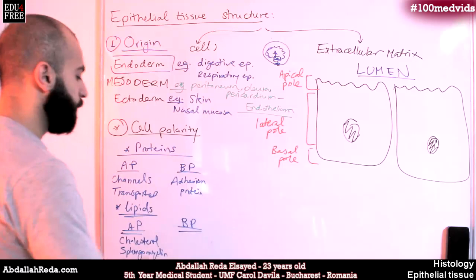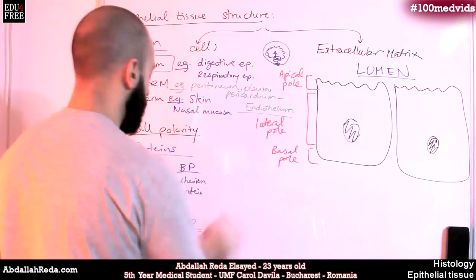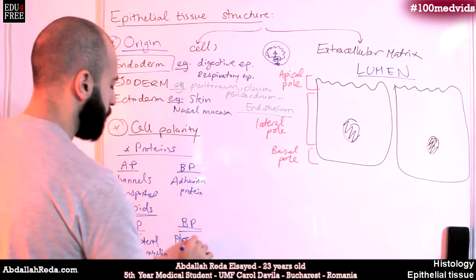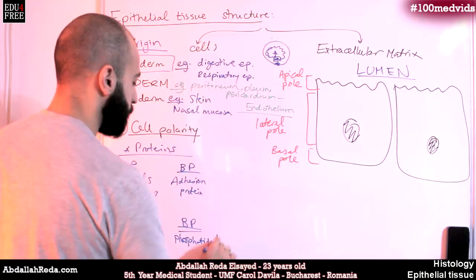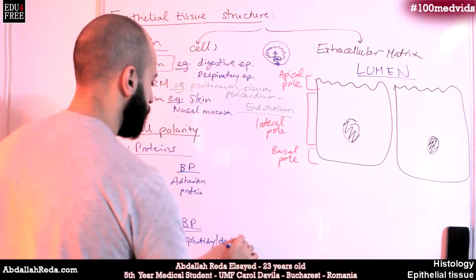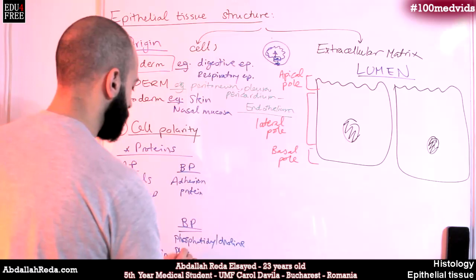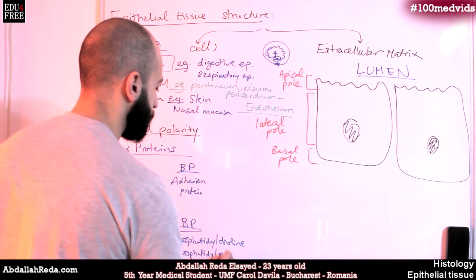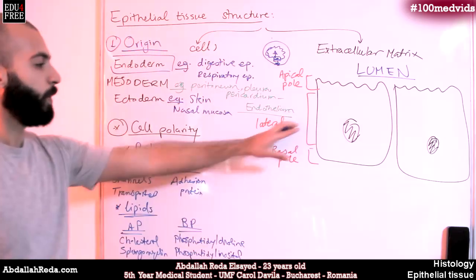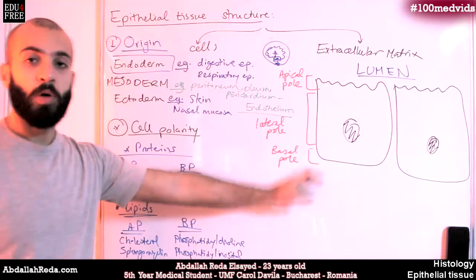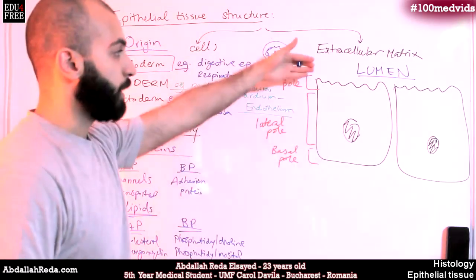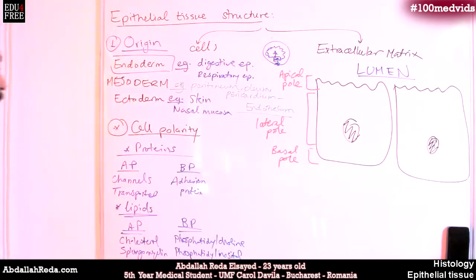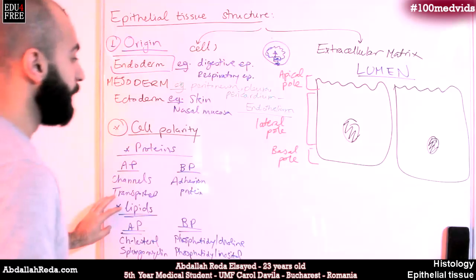At the basal pole, the lipids are phosphatidylcholine and phosphatidylinositol, which also help the basal pole to be stable on the layers beneath. And we don't need that on the apical part because it's the free surface of the epithelial tissue. So that's for the proteins and for the lipids.